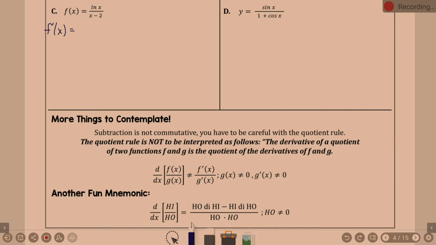Derivative of the numerator times the denominator. Then what? Quotient rule says minus. And now it's derivative of the denominator. Derivative of x minus 2 is 1 times the numerator, which is ln x, all over x minus 2, quantity squared.